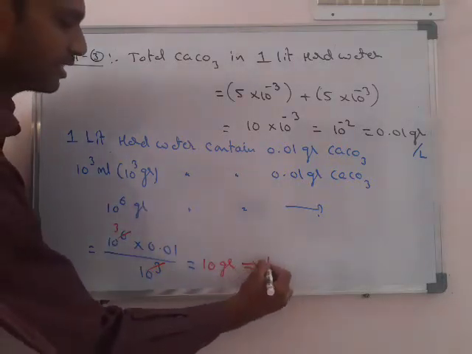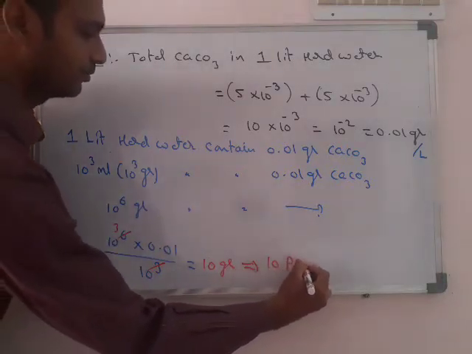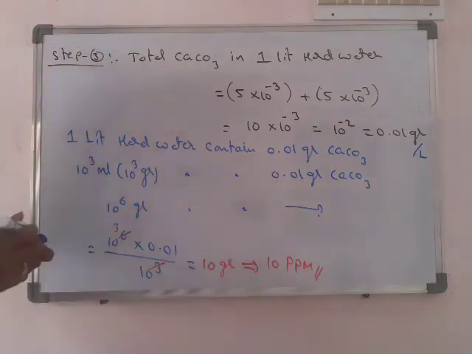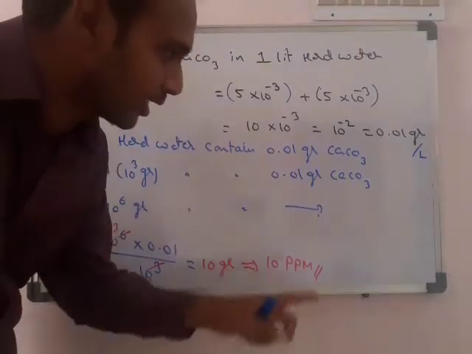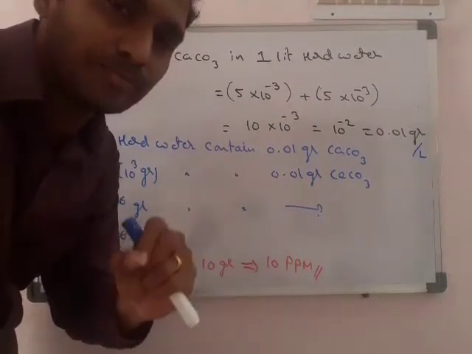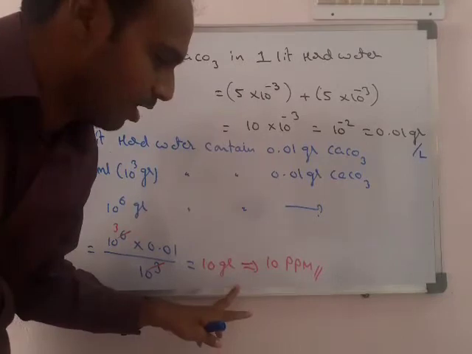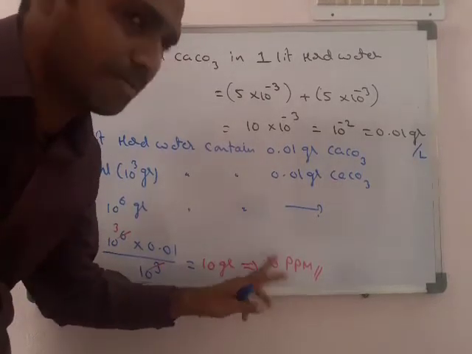So therefore that is equal to 10 ppm. So ఇక్కడ మనకి 10 power 6 grams of వాటర్లో ఉన్న కాల్షియం కార్బోనేట్ అమౌంట్ని హార్డ్నెస్ అంటాం. సో హియర్ ద ఆన్సర్ ఈస్ 10 ppm.